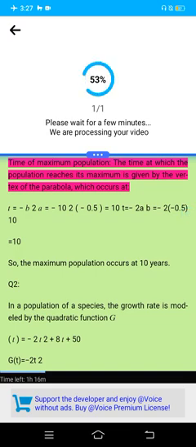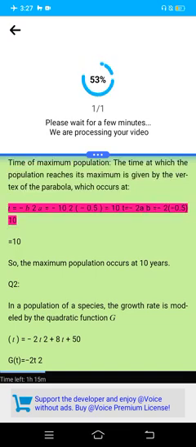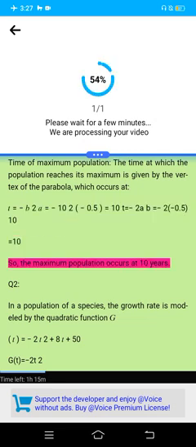Maximum population. The time at which the population reaches its maximum is given by the vertex of the parabola, which occurs at t = -b/2a = -10/(2 × -0.5) = 10. So, the maximum population occurs at 10 years.